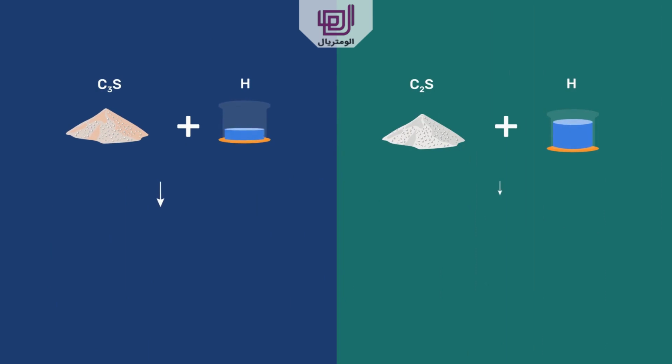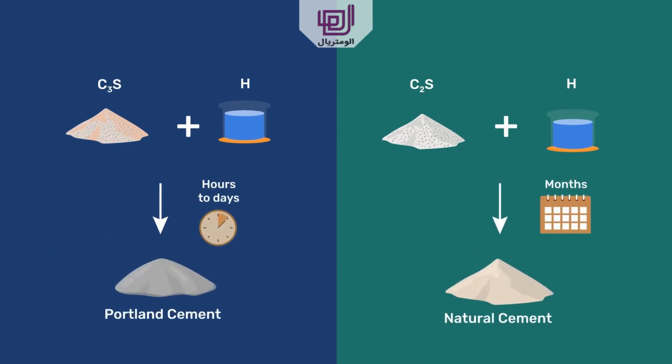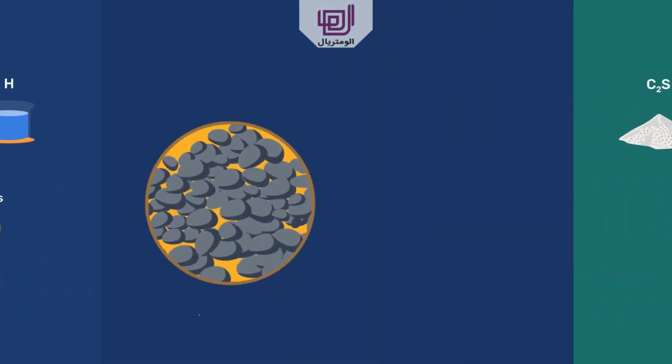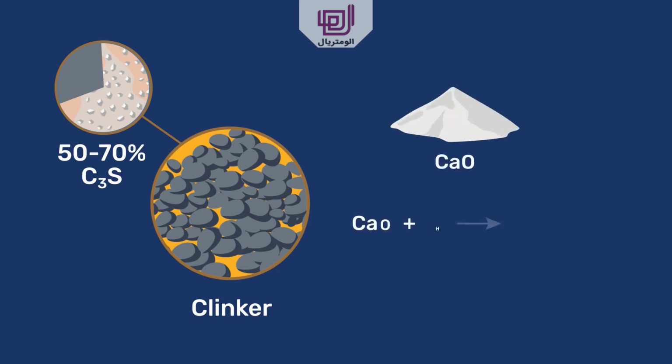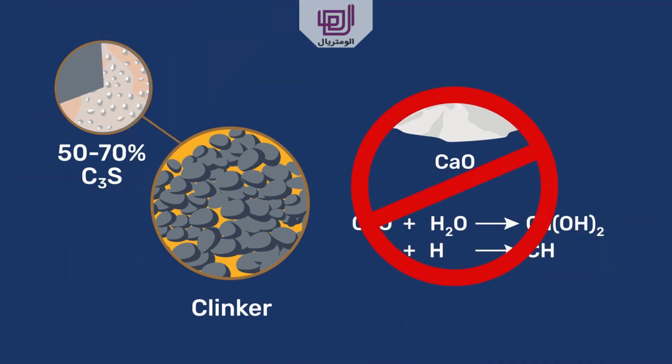As mentioned for natural cements, the hydration reaction of C2S is very slow, on the order of months. The reaction of C3S is much faster, on the order of hours to days. So Portland cement aims for high amounts of C3S, between 50 and 70% of the clinker mass, with then much lower amounts of C2S. Apart from this, excess free lime or calcium oxide should be avoided.